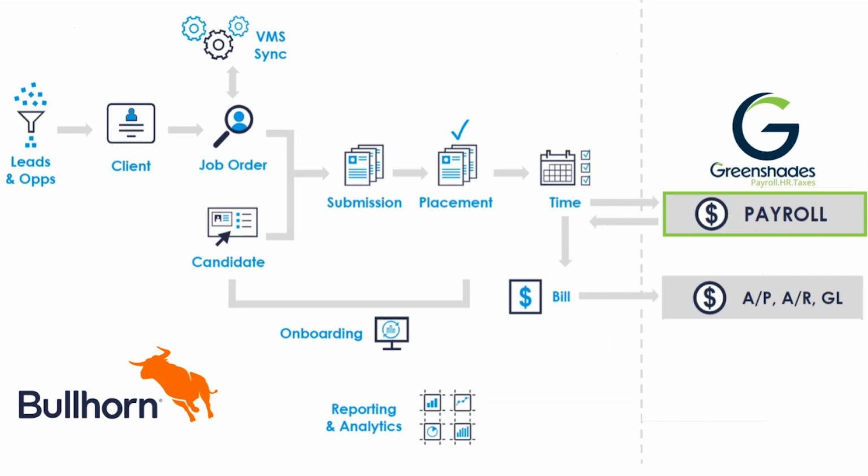Now, big picture, we're going to spend most of our time today talking about the Greenshades payroll component, but just to orient ourselves with what we will be seeing today: on the left side of the dotted lines here, we're looking at the Bullhorn One workflow. This should look fairly familiar to you if you're using Bullhorn One today.